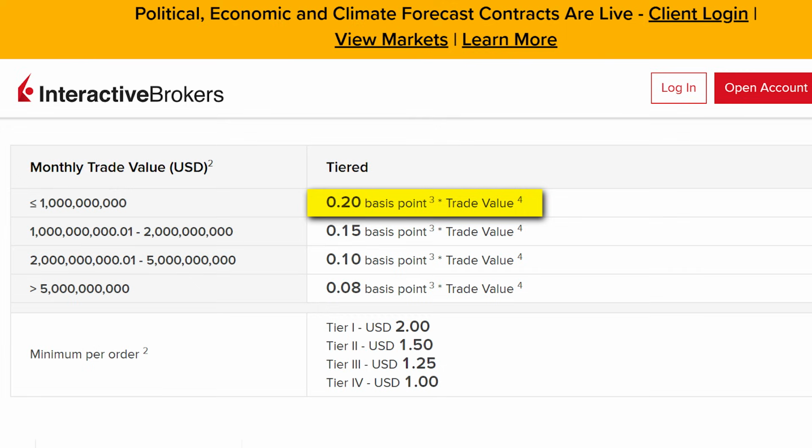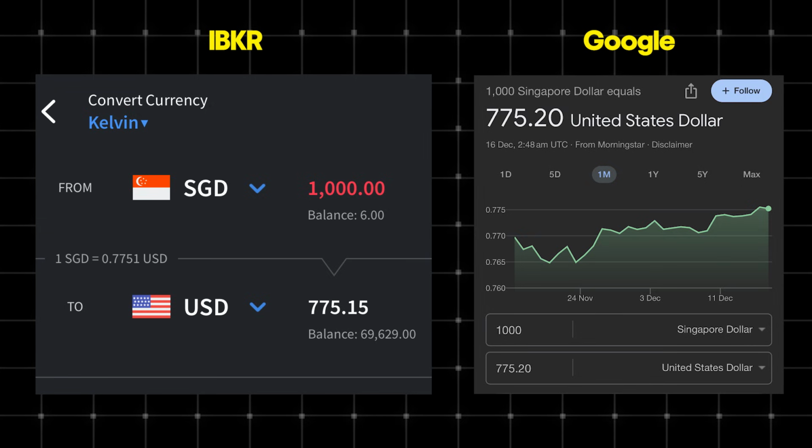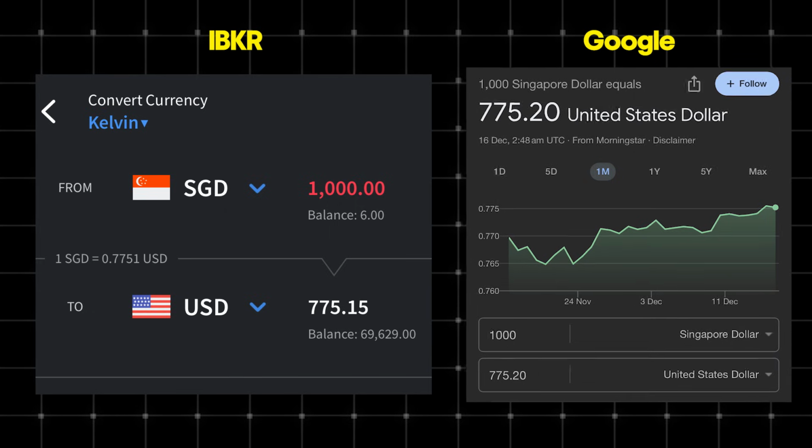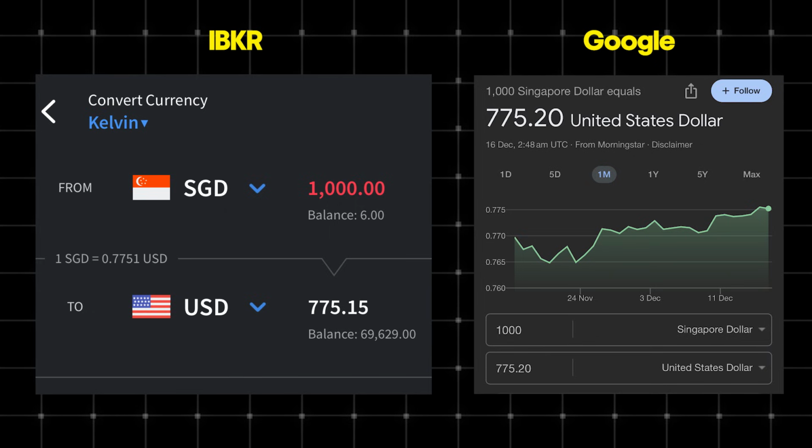In contrast, IBKR's manual currency fee is 0.2 basis point, with a minimum charge of $2 per conversion. 0.2 basis points is just 0.002%, which effectively is negligible. But more importantly, IBKR's manual currency conversions are executed very close to the exchange rate that you will see on Google, with virtually no additional spreads. So what does this look like when you put the two options side by side?